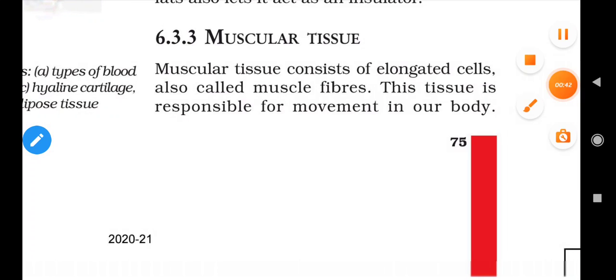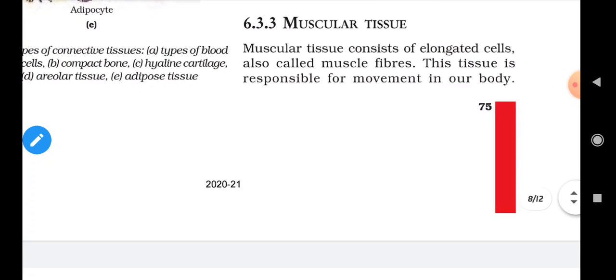Muscular tissue. Muscular tissue is a type of elongated cells. Elongated means stretched cells, and it is also called muscle fibers. This kind of tissue is responsible for movement in our body. Any movement which takes place inside our body is due to this muscular tissue.